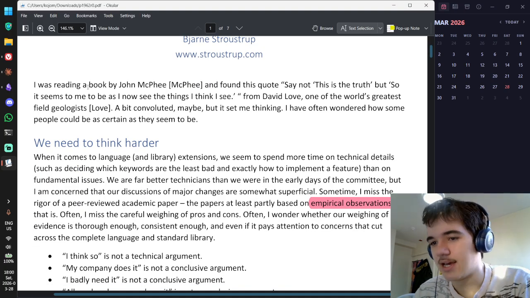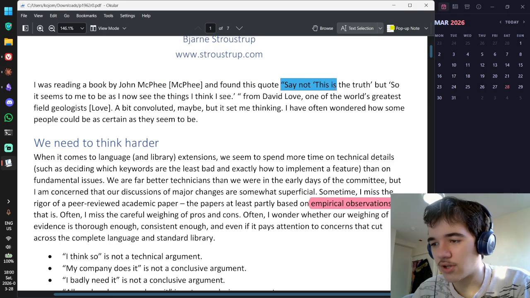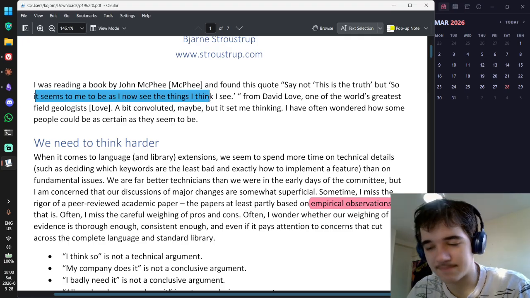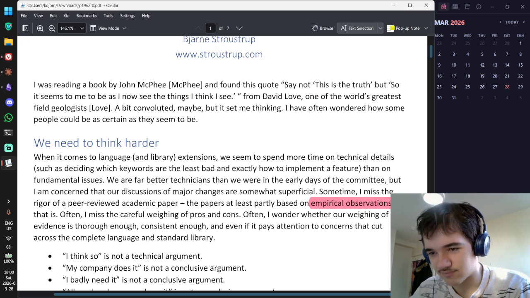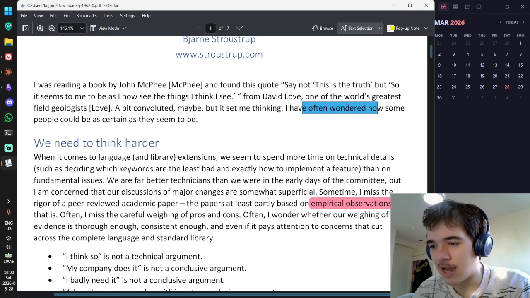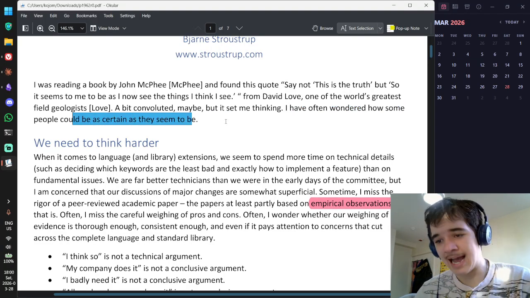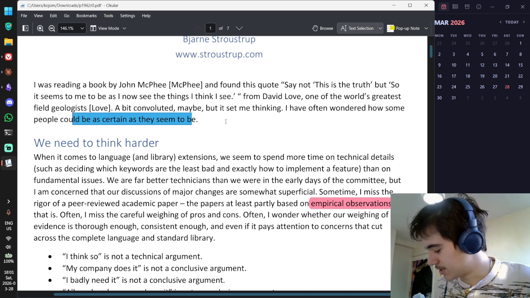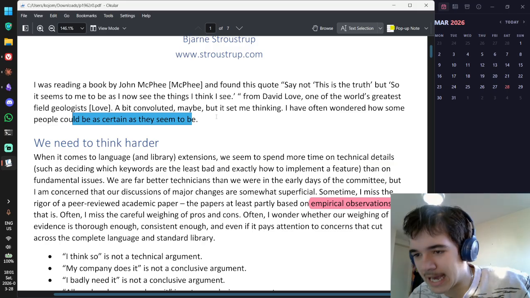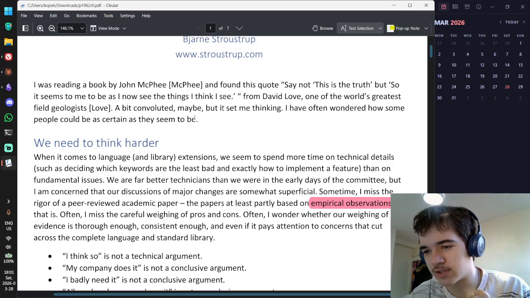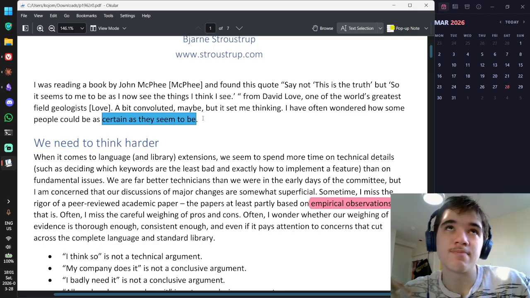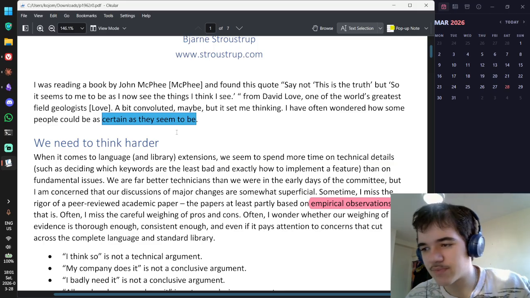I already read this part, but he read a book, and the quote was, "Say not, this is the truth, but so it seems to me to be, as I now see the things I think I see." From David Love. A bit convoluted, I agree, but it got him thinking. I've often wondered how some people could be as certain as they seem to be, and I also wonder this as someone who cares passionately about critical thinking and finding the truth, the truth of a system really. Because can you know absolute truth? Maybe not, but at least facts within a system.